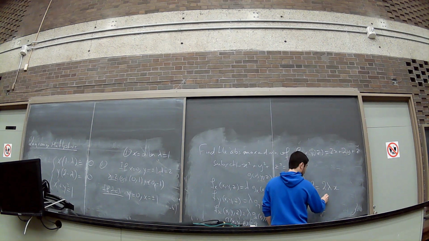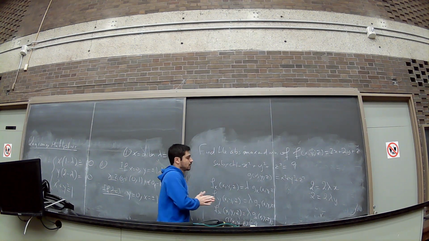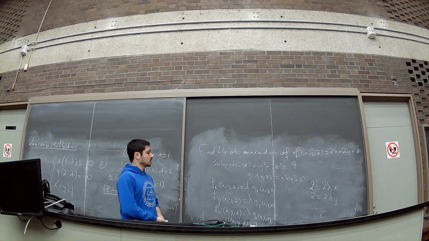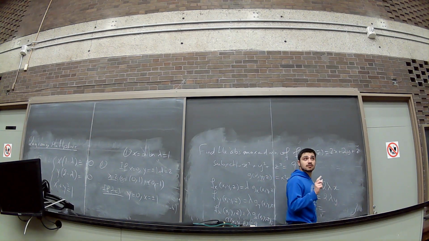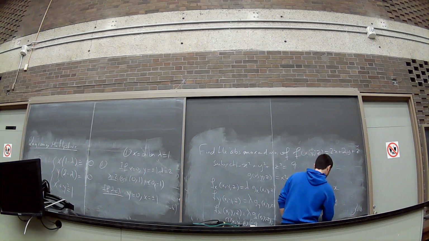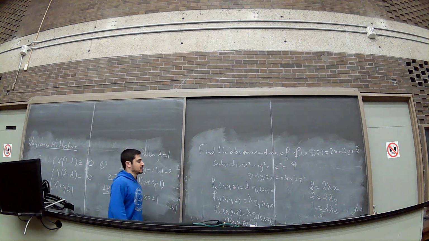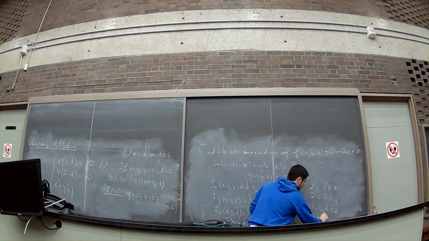Here, what do I put? Everybody? 2 lambda y. Okay? Then what is fz? 1 is equal to what? Yeah, who was saying? You said something? 2 lambda, that's very good. And what do I have? I have x squared plus y squared plus z squared is equal to 9.